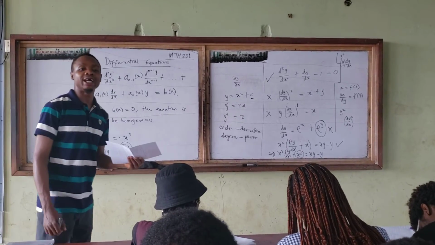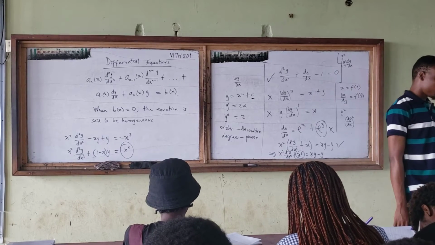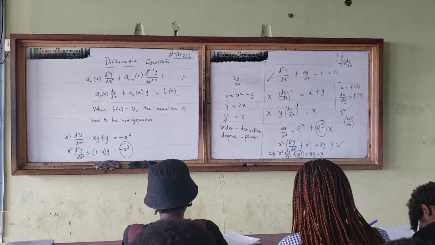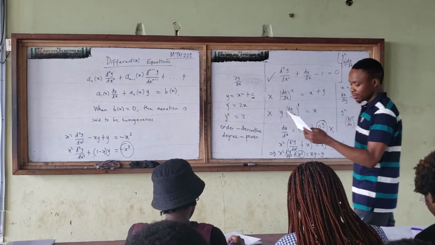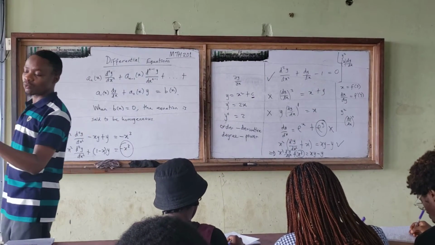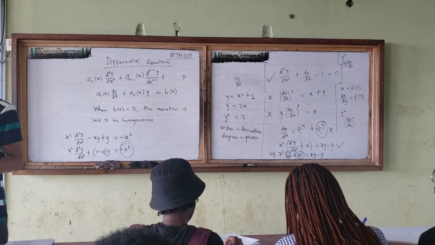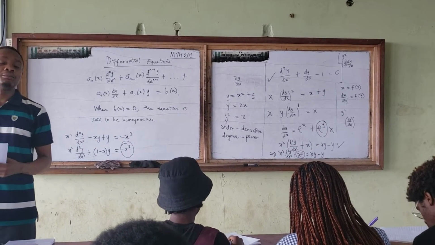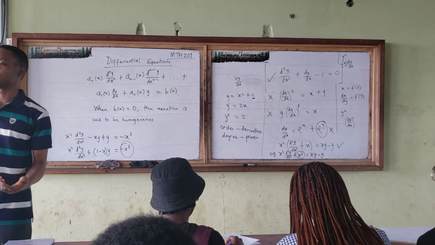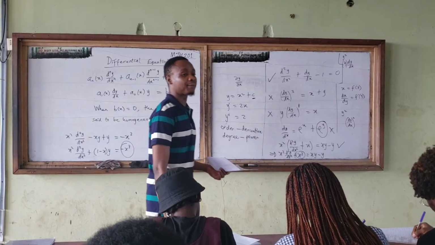Roman figure 4, are you there? Okay. ODE, right? Order of 2, degree of 1. Is it linear? Yes. It is linear, but not homogeneous. Is that clear? Yes, sir.